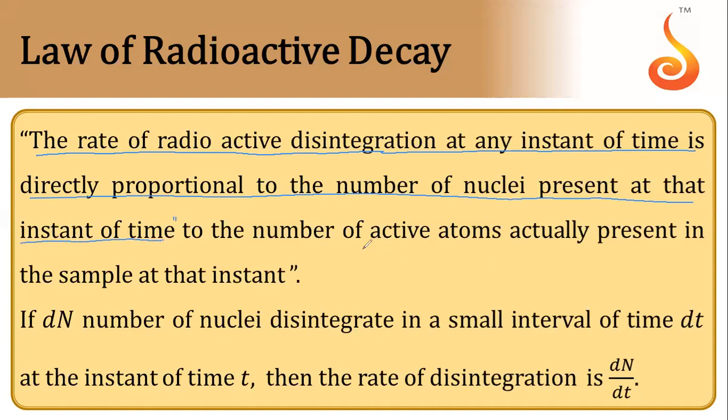Let's say at a certain time t, N is the number of nuclei present in the sample. So the rate of disintegration will be given as minus dN by dt, where dN will be the number of nuclei disintegrated in time dt.